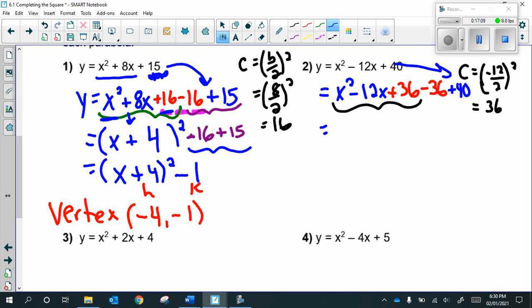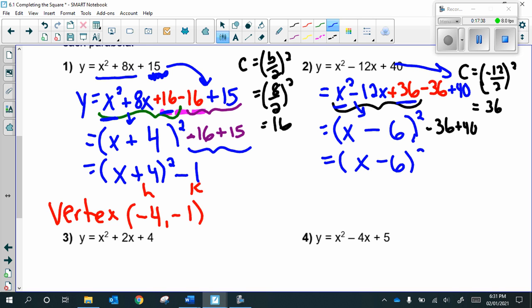So when we factor this, we're going to get our two brackets here and square it. I'm going to have the square root of the first term, which is x, the first sign that you see, so subtraction, and the square root of the third term is 6. So x squared minus 12x plus 36 factors to x minus 6 squared. Do not forget, we still have a minus 36 and a plus 40 on the end. So our final answer then is going to be x minus 6 squared. Negative 36 plus 40 is actually plus 4.